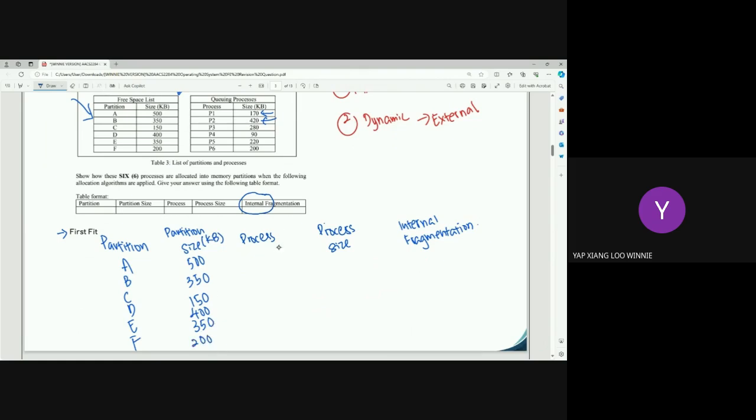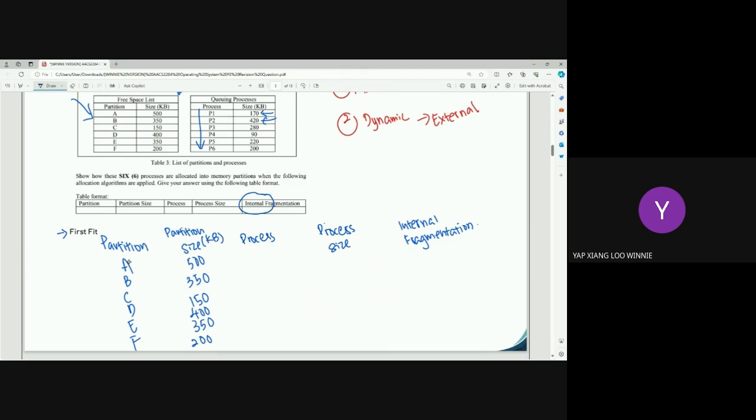Now, to fit it in, imagine now you are doing first fit. What it means by first fit is, process 1 starts first, right? You go through the sequence like this, 从 P1 慢慢走到 P6, okay? Start from process 1 until process 6. So, to do first fit, we see that process 1 comes first, the size is 170.